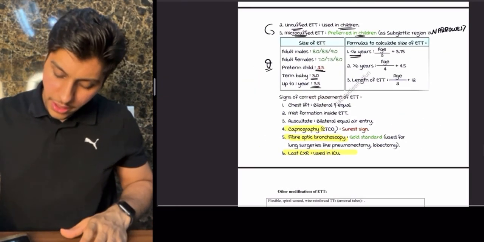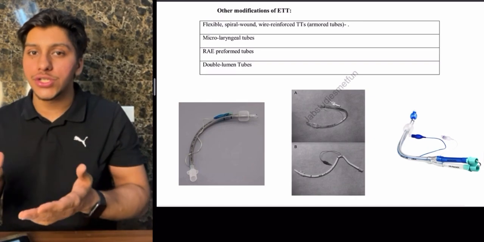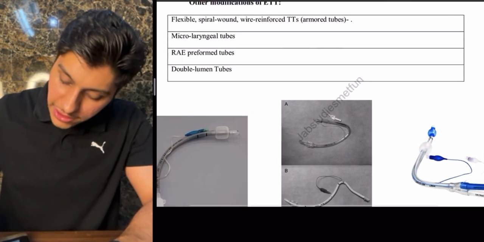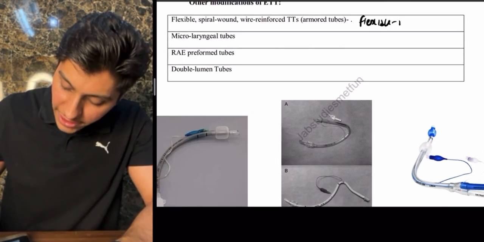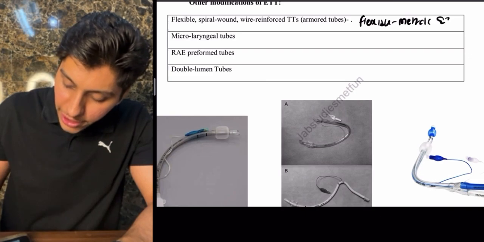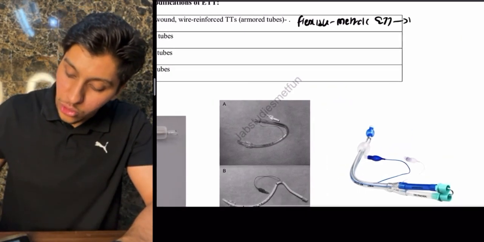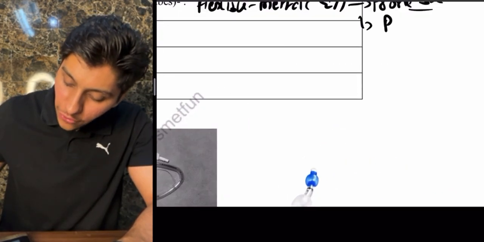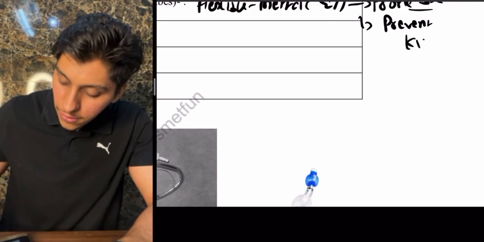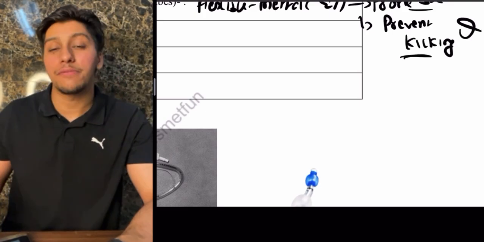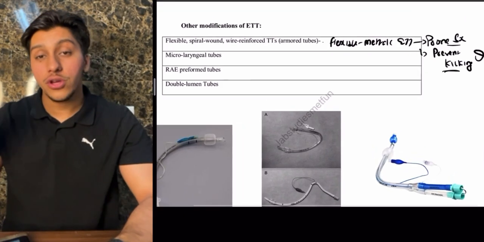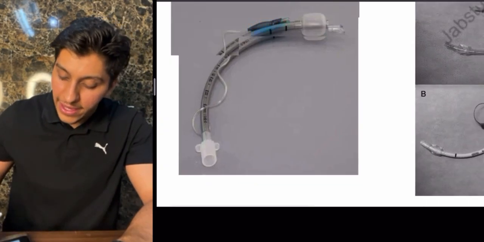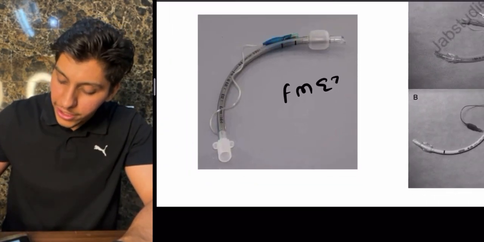Okay. Next guys, there are other modifications of your ET tube. One is going to be a flexible spiral wound type. This armored tube is also known as flexible metallic endotracheal tube. The use of this is in case of prone surgeries. Why? Because it helps in prevention of kinking. In prone positions there will be chances of kinking of the ET tube, so that is why you can use a wire based one. Over here you can see there is a wire within this tube, and this is your flexible metallic endotracheal tube.